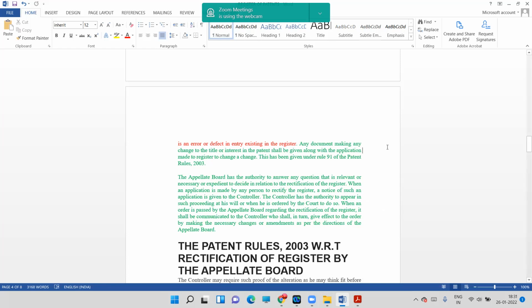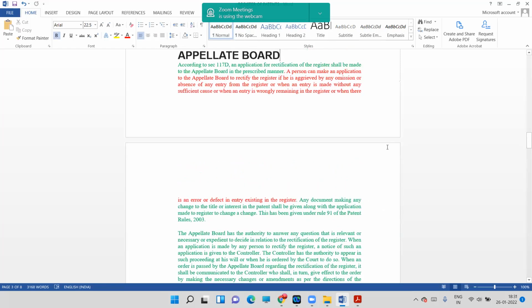ठीक है, ये आपने नोट कर लिया है ना? ठीक है, हम आगे जाते हैं. Any document making any change to the title or interest in the patent shall be given along with the application made to register to change. This has been given under Rule 91 of the Patent Rules 2003.